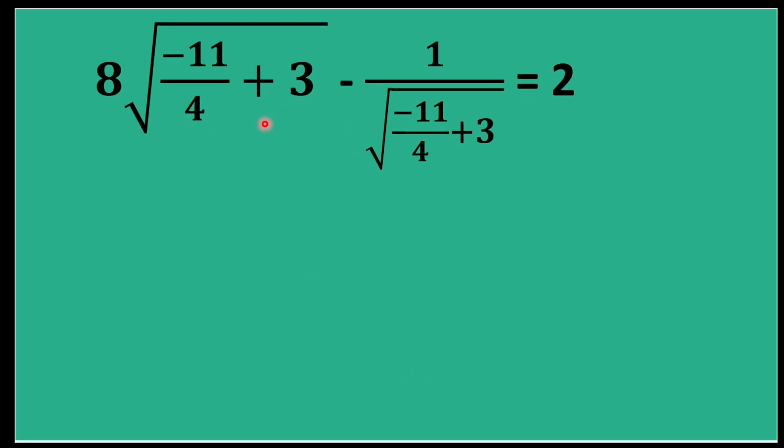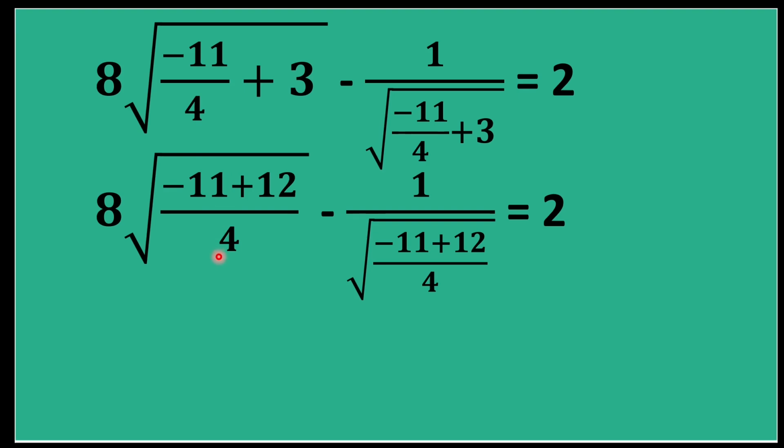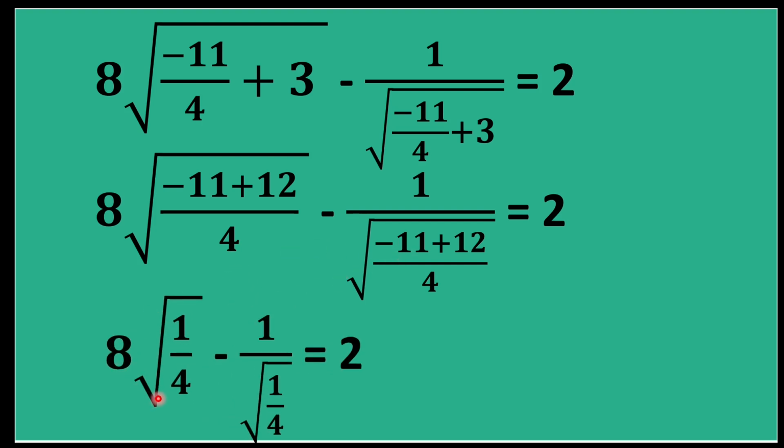Now we will take the LCM. After taking LCM, this will become minus 11, and this 4 will multiply with 3 and become 12. So minus 11 plus 12, and similarly minus 11 plus 12 divided by 4 over here. Minus 11 plus 12 equals 1. So 1 divided by 4 over here and 1 divided by 4 over here. So 8 times the square root of 1 divided by 4, minus 1 upon the square root of 1 divided by 4, equals 2.